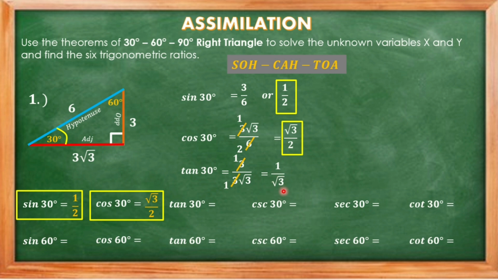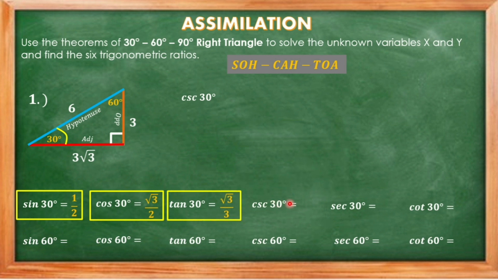So, hindi pa to yung final answer kasi kailangan pa natin alisin yung radical sign sa denominator. So, ira-rationalize natin siya by multiplying both the numerator and the denominator by the square root of 3. So, 1 times the square root of 3 is the square root of 3, and the square root of 3 times the square root of 3 is equals to 3. So, that is our tan 30 degrees.